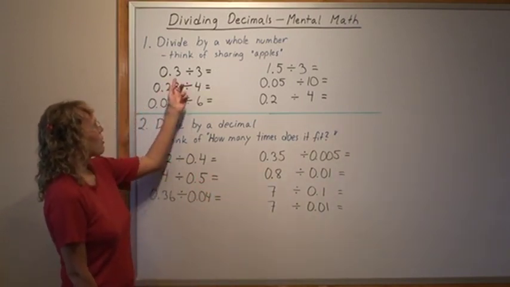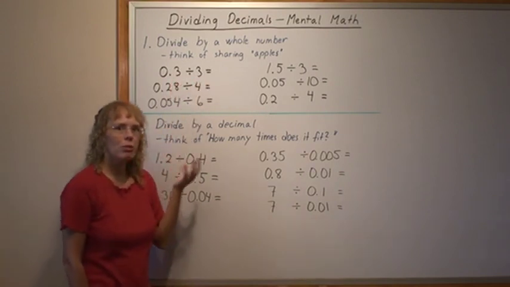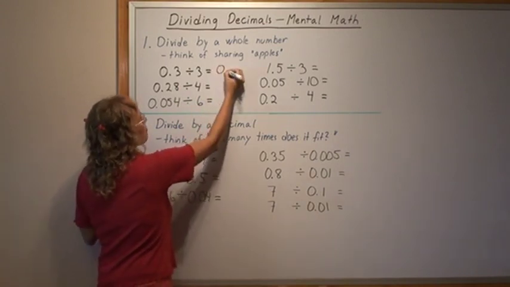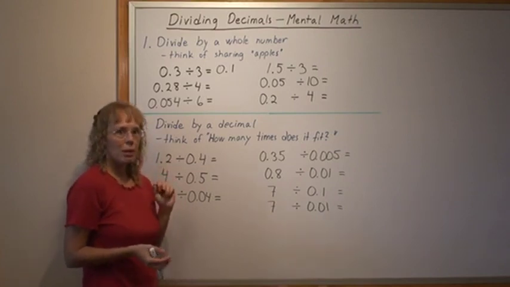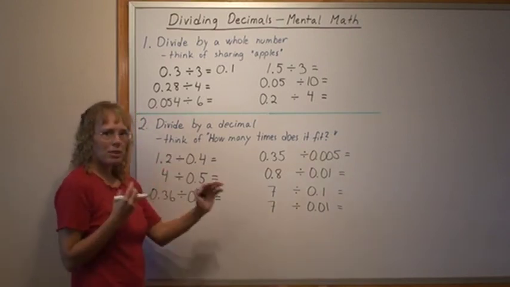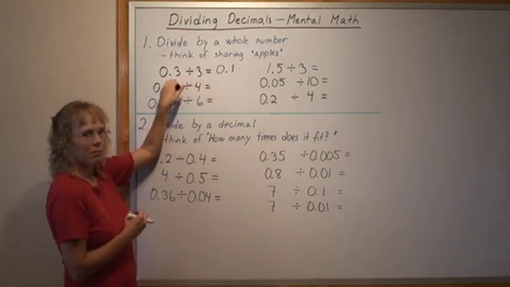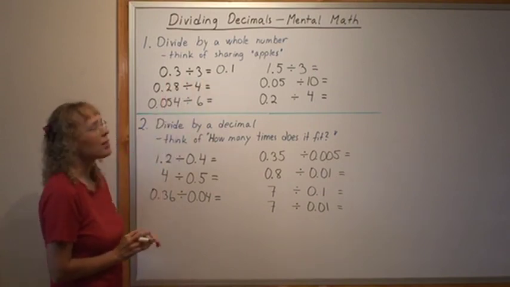For example, 3/10ths shared between three people, how much does each one get? Each person will get 1/10, right? And remember, each division problem you can check by multiplication. It's like backwards multiplication. You take this number times this, and you should get this. So 1/10 times 3 should be 3/10ths, and it is.